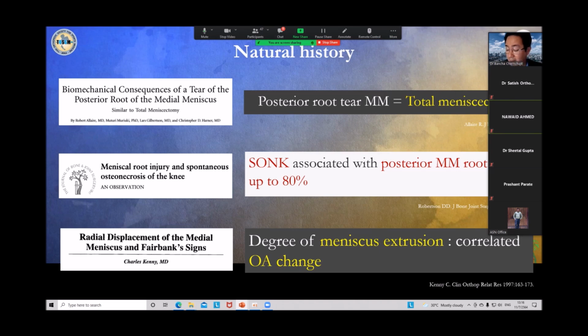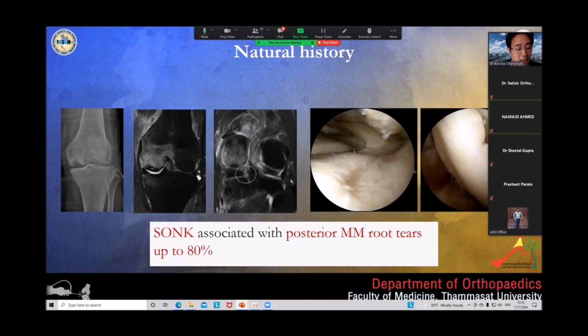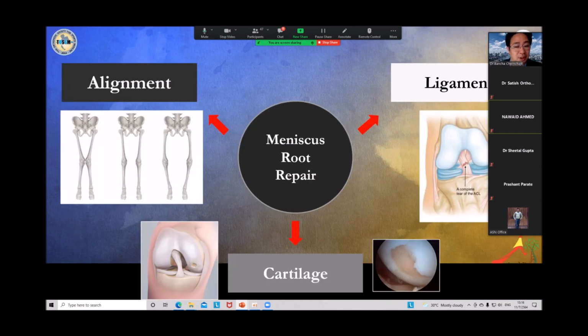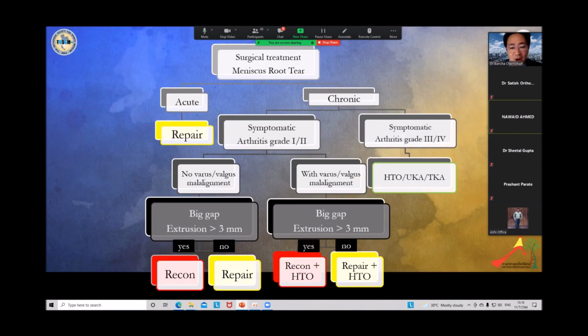So this is one of my patients. She had a root tear, but we treated her conservatively. She denied the surgery. Two years after that, the patient had osteonecrosis of the medial femoral condyle. So it has a very high correlation. When we're treating the root, we should look at the cartilage and the alignment also, not just the soft tissue, and also the ligaments of the knee.